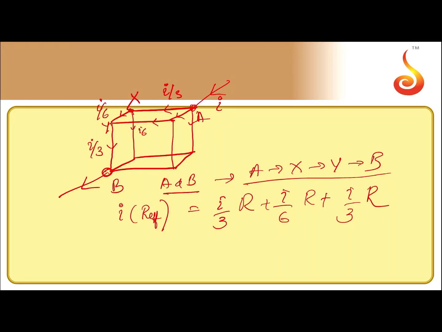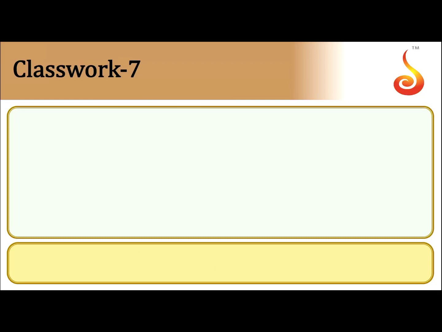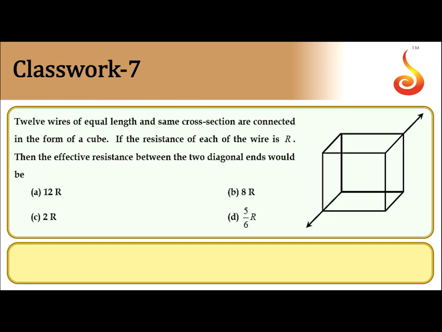So the potential difference is same regardless of the path we choose. So what is it we get? R effective from this equation becomes 5 by 6 R. Therefore, the net resistance between the body diagonal of this cube is 5 by 6 R.